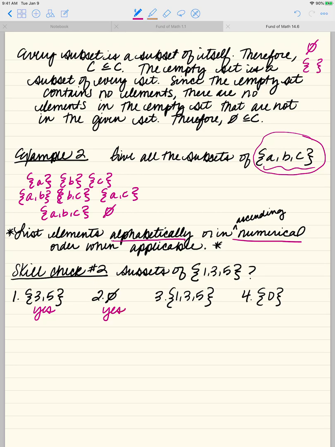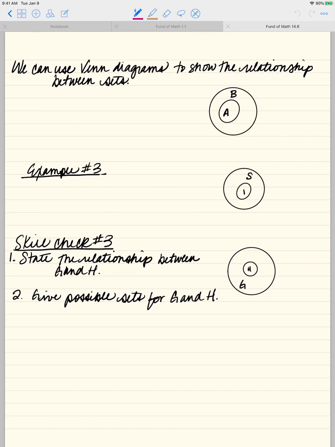Okay, number 3, 1, 3, 5. Is 1, 3, 5 a subset of 1, 3, 5? Yes, because every set is a subset of itself. Lastly, 0. Is 0 a subset of 1, 3, 5? No, there's no 0 in 1, 3, 5. So no, this is not a subset.